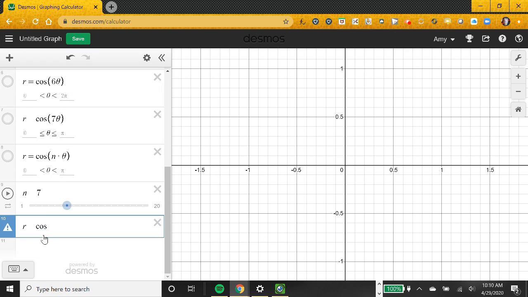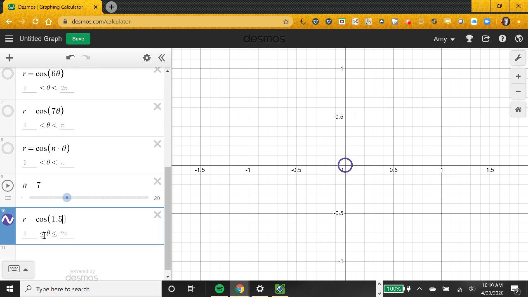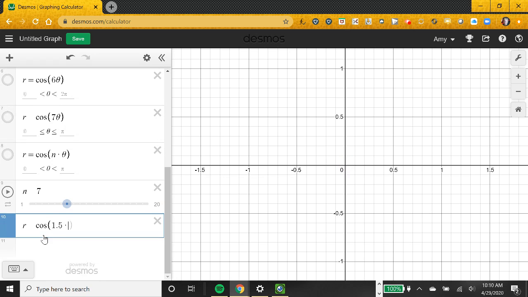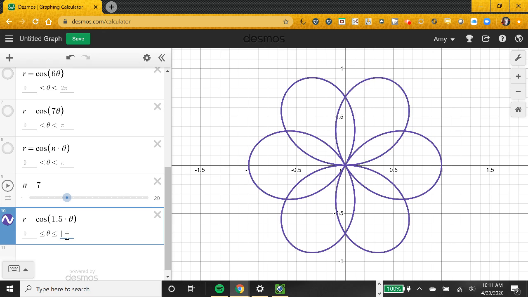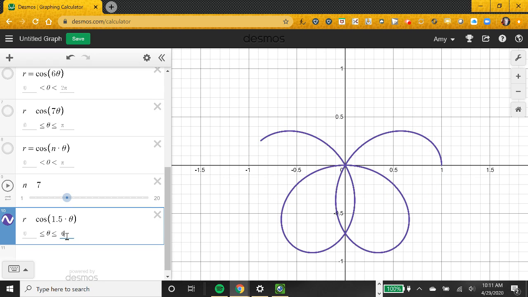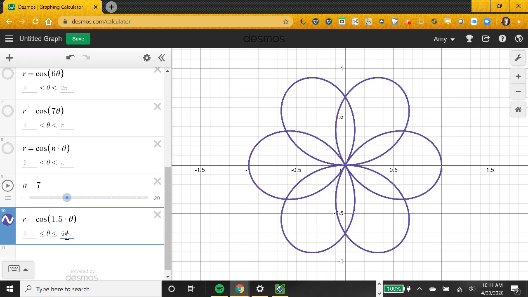Let's say cosine of, I don't know, 1.5, because somebody might say 1.5 times theta. Oh, now that's fascinating. And let's see if we go from theta equals, I don't know, 6 pi. All right, well, that's pretty cool. Let's see if we make it a different decimal.